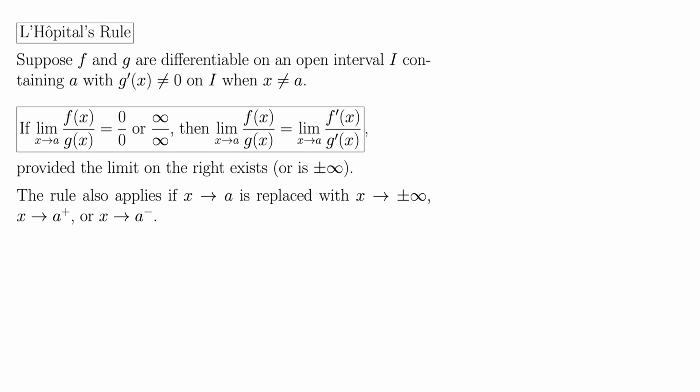Okay, so here we go. L'Hopital's rule. Suppose that f and g are differentiable on an open interval I containing a, with g prime of x not equal to 0 on I whenever x does not equal a. Okay, that's just getting the preliminaries out of the way. Here we go with the rule itself. If the limit as x goes to a of f of x over g of x equals 0 over 0 or infinity over infinity, then the limit as x goes to a of f of x over g of x equals the limit as x goes to a of f prime of x over g prime of x.